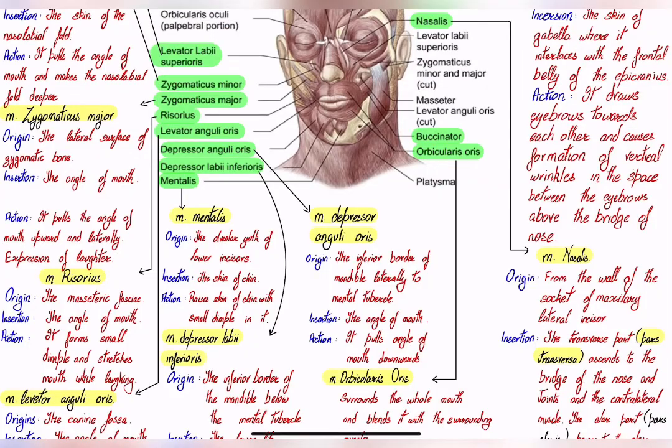So the next muscle is the zygomaticus major muscle, which is clearly shown in this picture, which is over here. This muscle originates from the lateral side of the zygomatic bone and has its insertion in the angle of the mouth. The action that it performs is that it pulls the angle of the mouth upwards and laterally, while also helping in the expression of laughter.